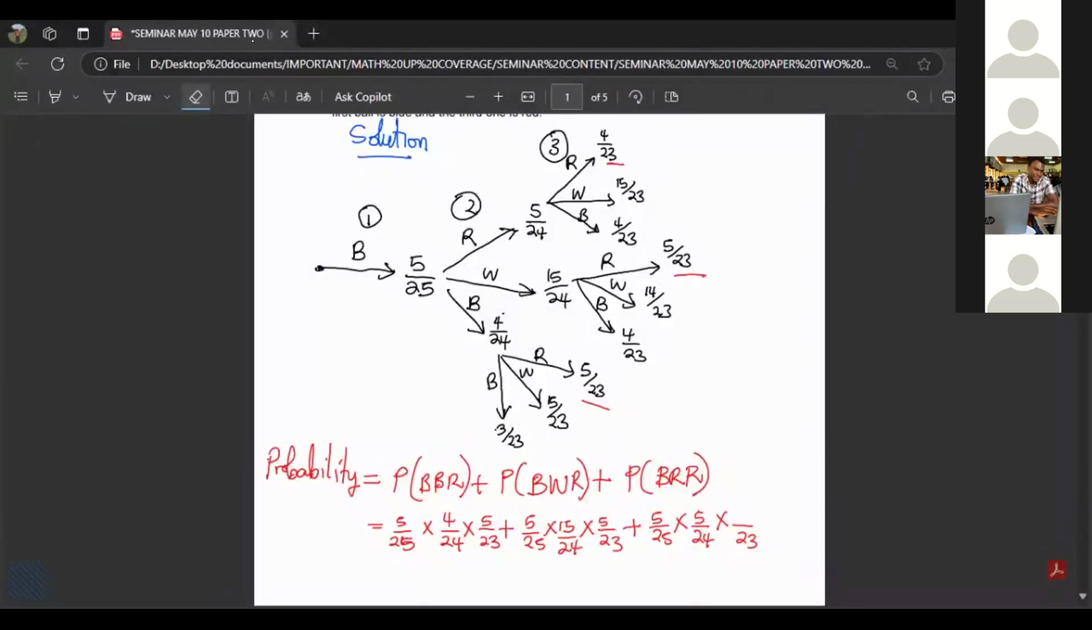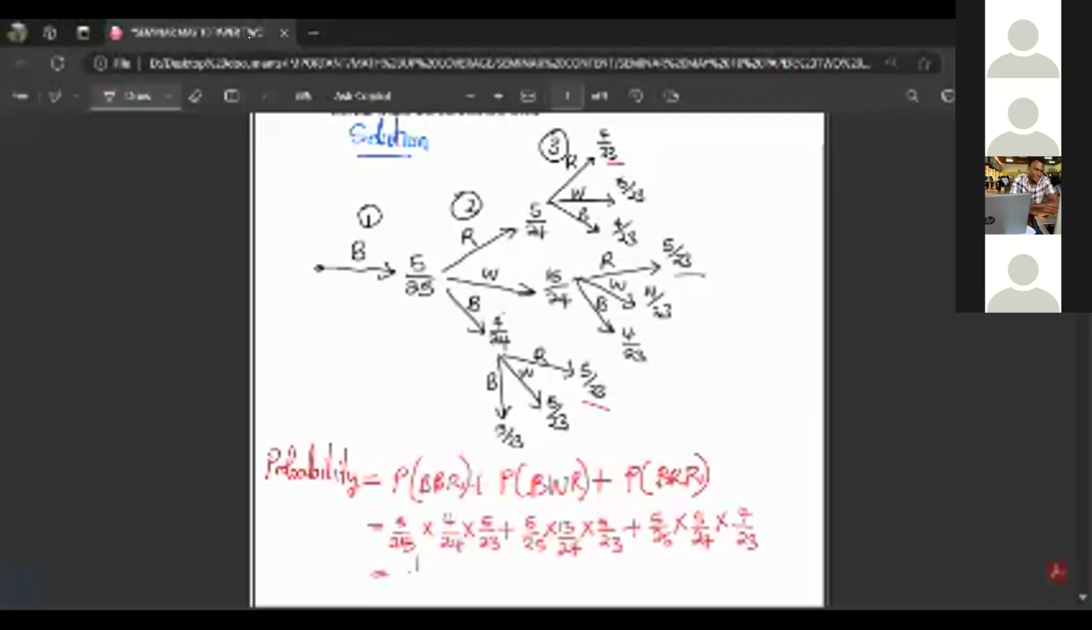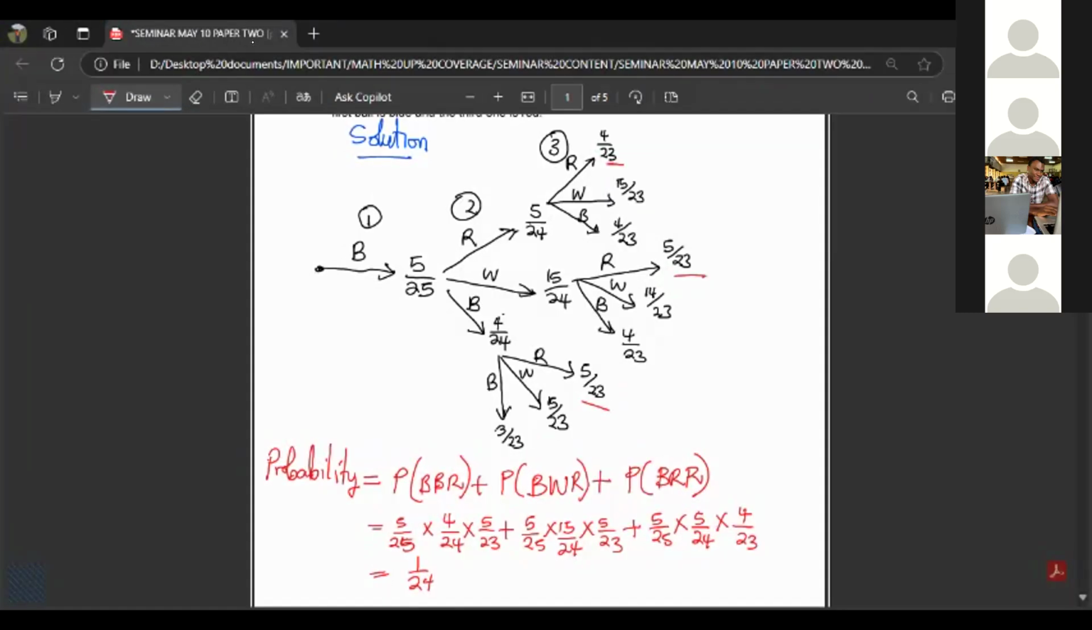Yeah, this is a 4. So yeah, in evaluating that, I think we come up with 1/24. You can help me check that. If there are no questions, I would love to proceed to the next question.